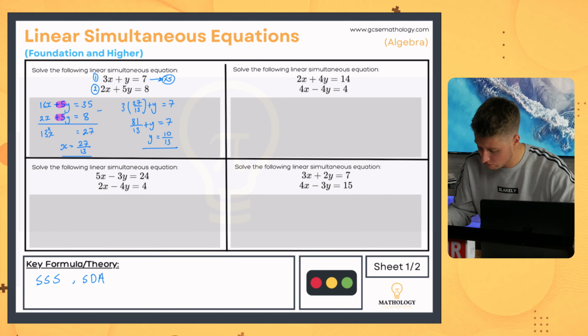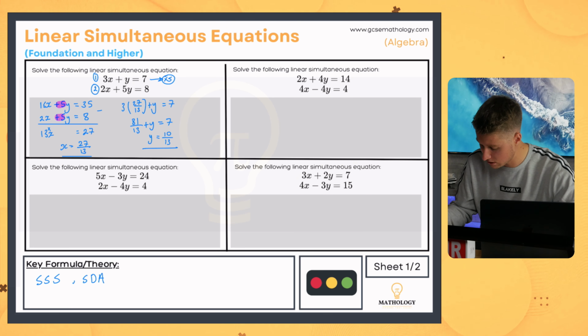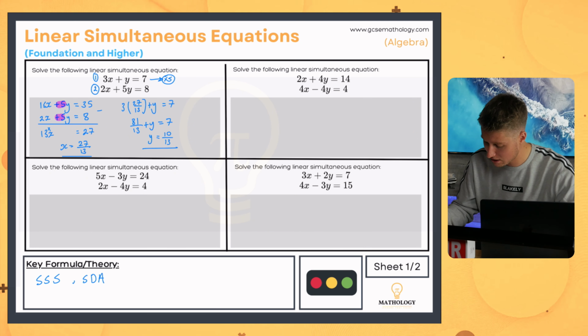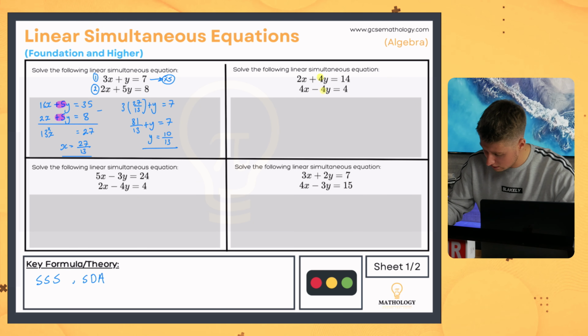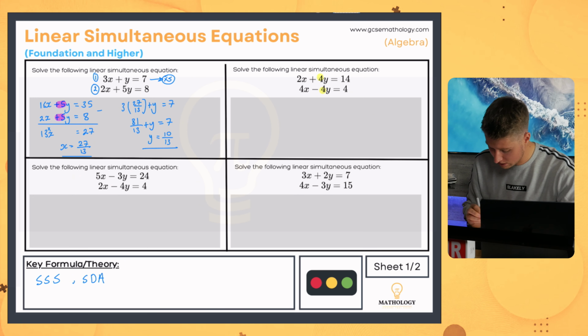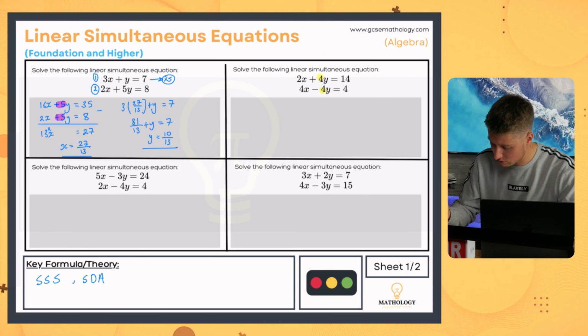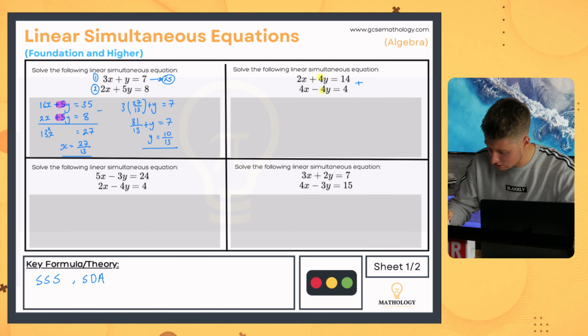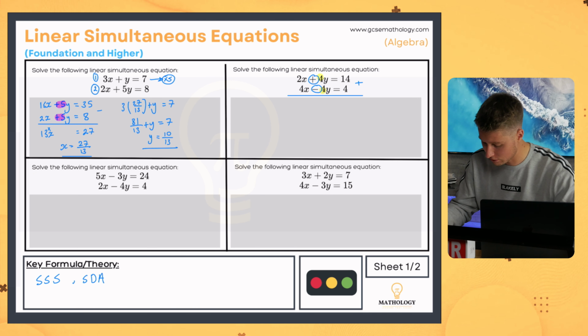Looking at question 2, we've got solve the following linear simultaneous equations. We've got 2x plus 4y equals 14 and 4x subtract 4y, and this is equal to 4. So when we're doing simultaneous equations, the first step is to either make the x's the same or the y's the same. Now in this case, the y's are already the same. We've got a 4 and a negative 4. When the signs are different, we add the two equations together. So we're actually going to add these two equations together because the signs in front of the 4's are different.